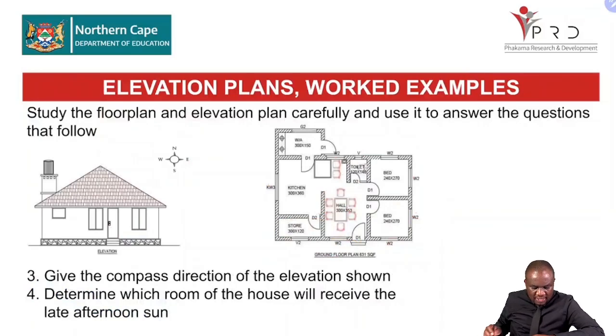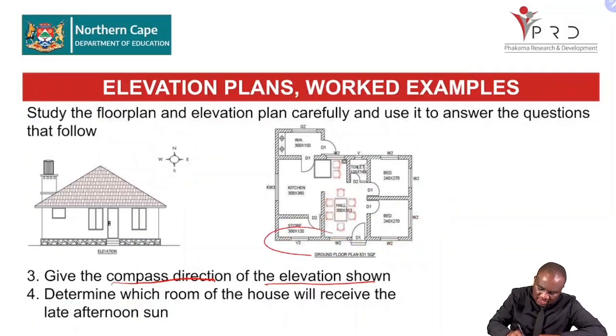And then study the floor plan and elevation plan carefully and use it to answer the questions that follow. Give the compass direction of the elevation shown. Compass direction. Oh, we have answered that, isn't it? Remember, we put our compass inside and say this one is the southern side. Okay? Then determine which room of the house will receive the late afternoon sun.